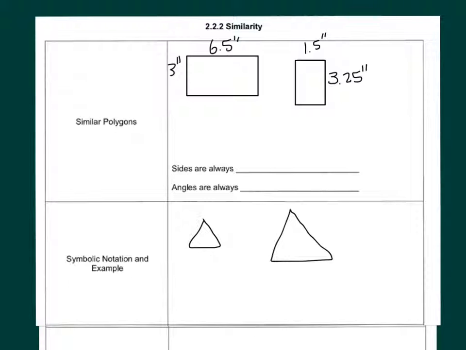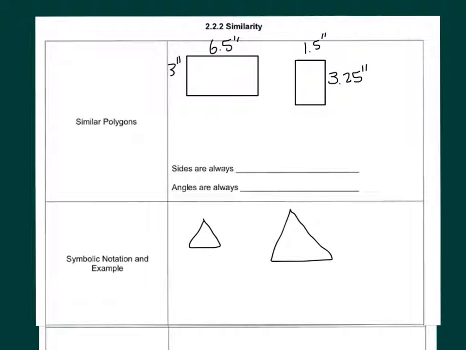So we're going to start today taking a look at an example of similar polygons. We have a rectangle here with a width of 3 inches and a length of 6.5 inches, and another rectangle that's been reduced with a side length of 1.5 inches for its width and 3.25 inches for its length. So this is a great example of similar polygons.